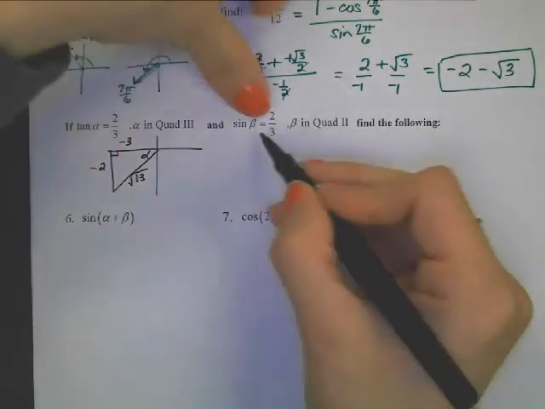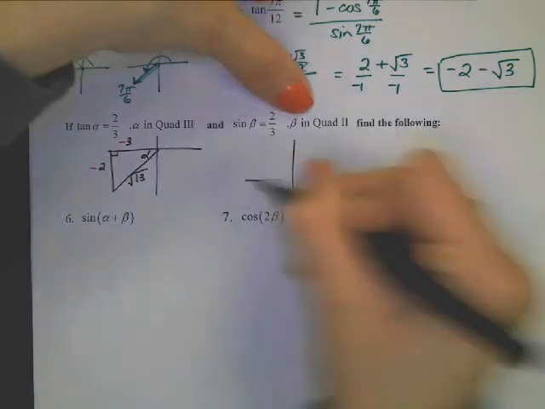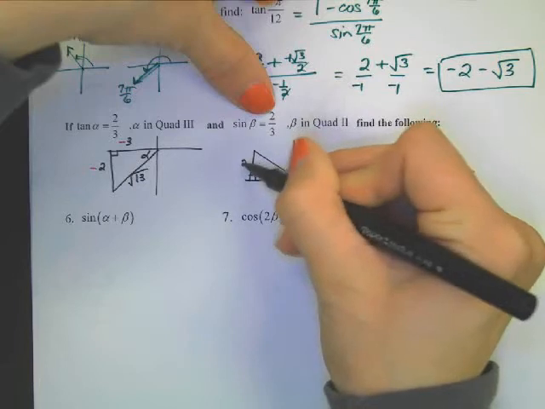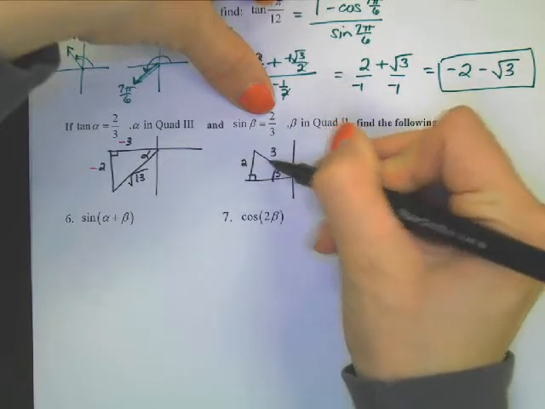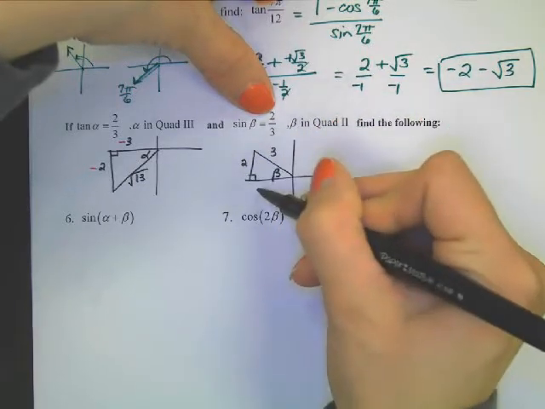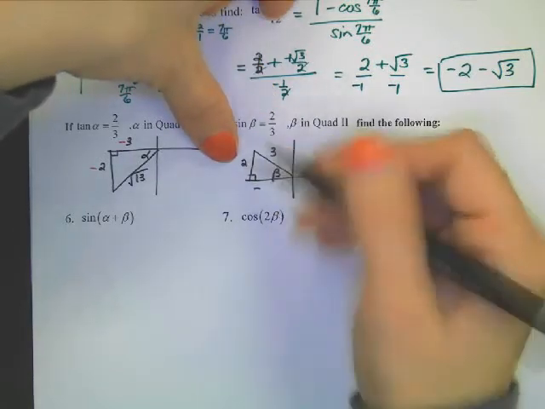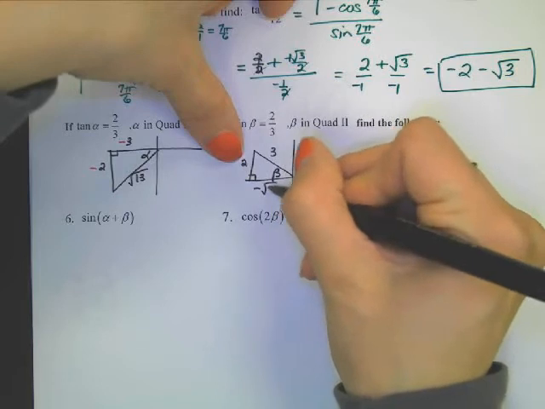Okay, and beta is in quadrant 2. Here's beta, the sine is opposite over hypotenuse. No negatives there, but here I'm going to need a negative. And if I do Pythagorean theorem, 9 minus 4 is going to be radical 5.